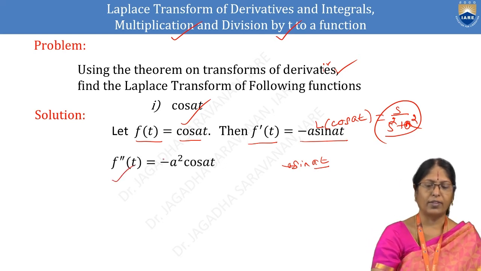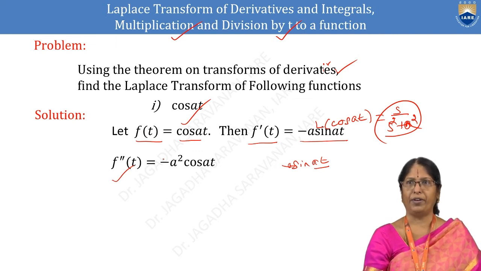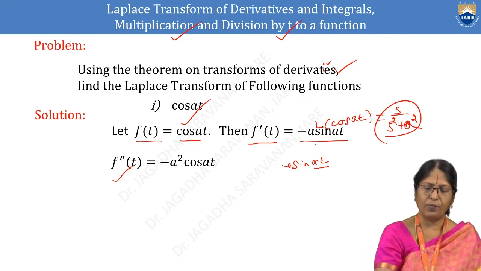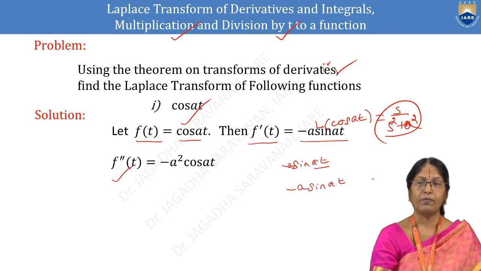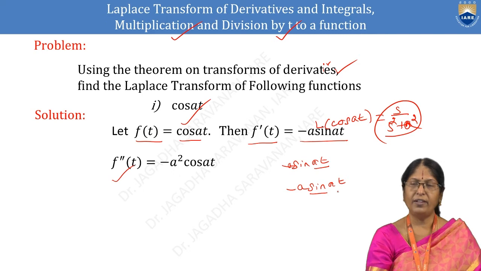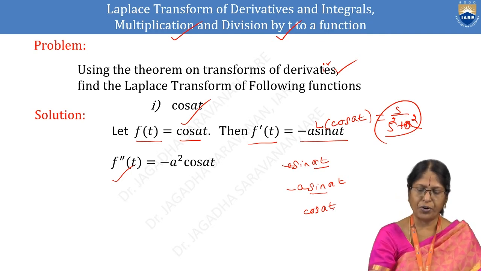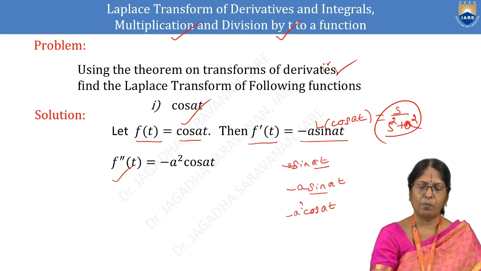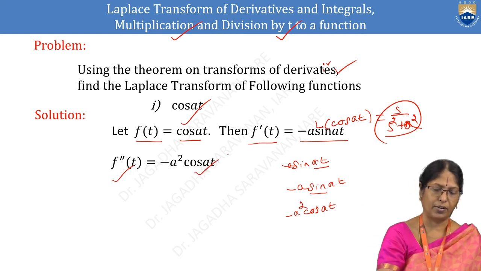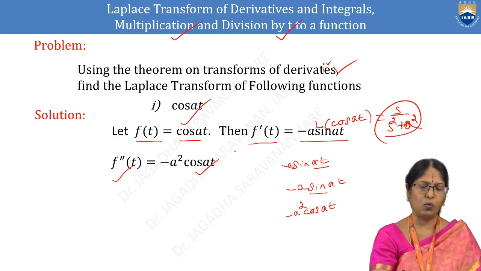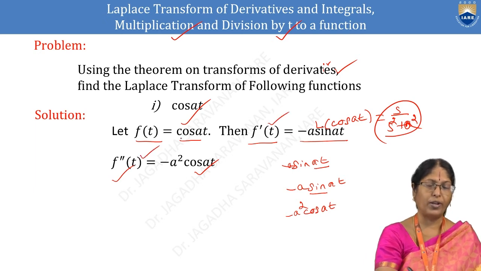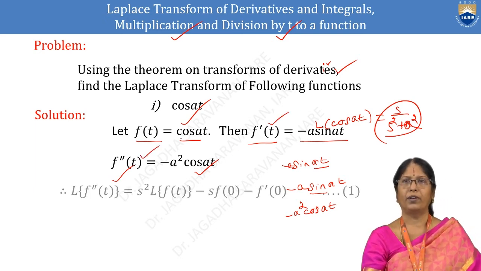And we are doing the second time also the derivative. The first time when we did it, we got minus a sin at. Now the differentiation of sine is cos at. Now the coefficient of t is a. Already minus a is there, so minus a square. It is written. So the first derivative we did, and then the second derivative.